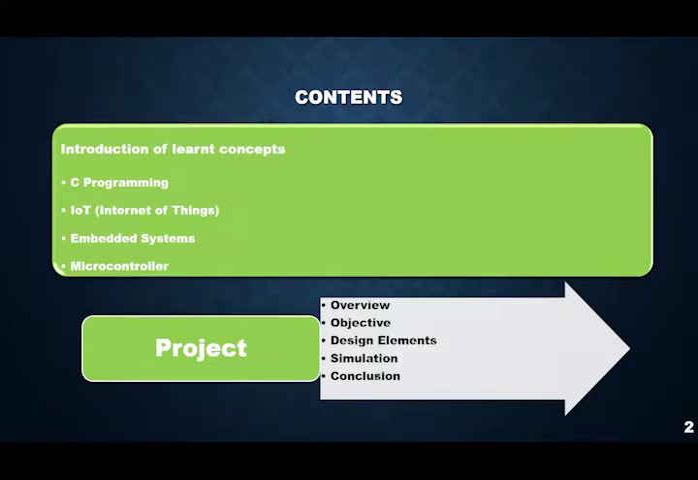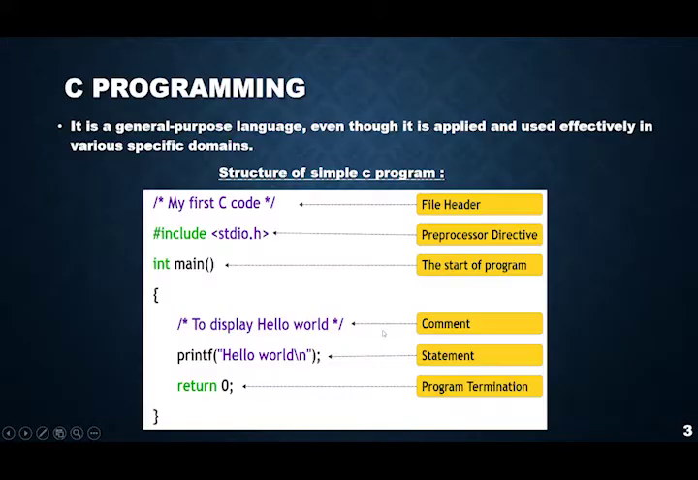So these are the contents which I am going to roll out in the presentation. In the lectures, we learned first about C programming, the basics. From basics, we started, and then we moved on to what we need for a project. Then Internet of Things basics, embedded systems, and then microcontroller. So in the project, I'll show the overview of our project, the objectives, design elements, simulation, and then I'll conclude.